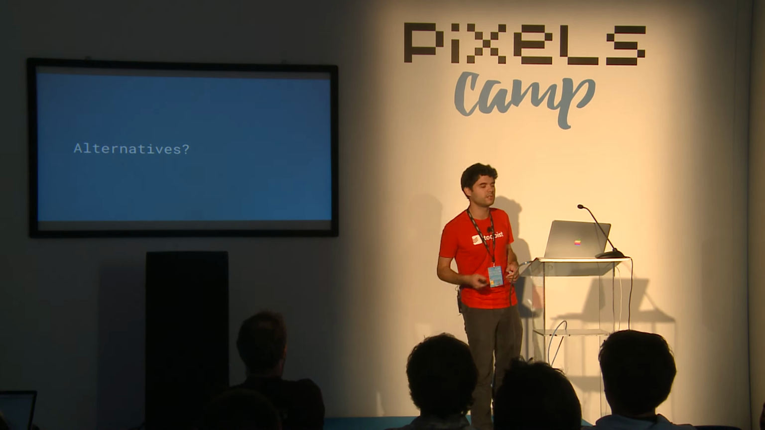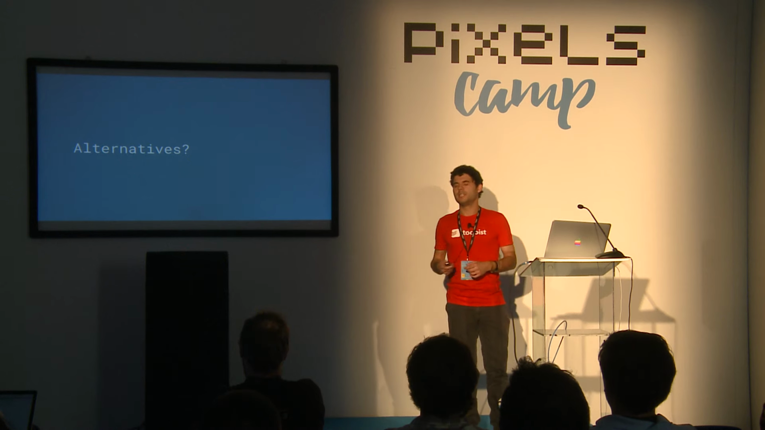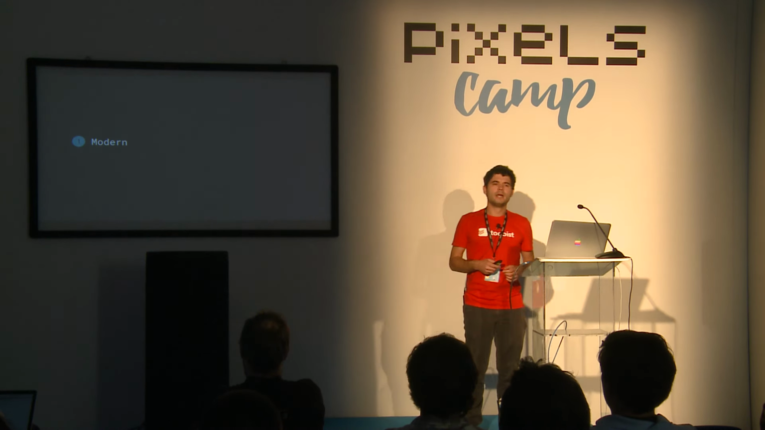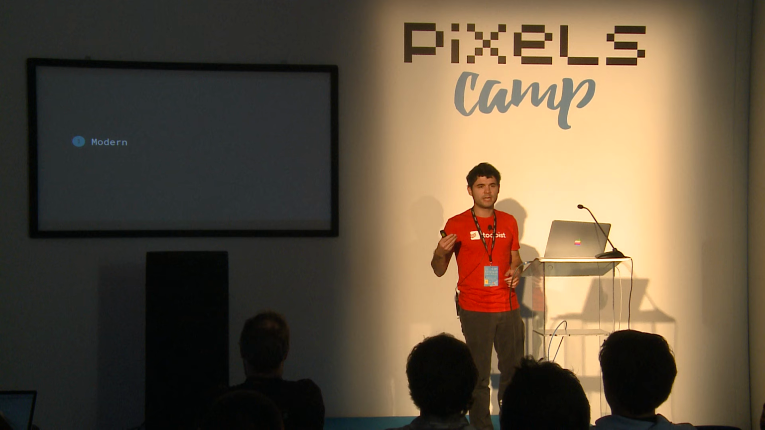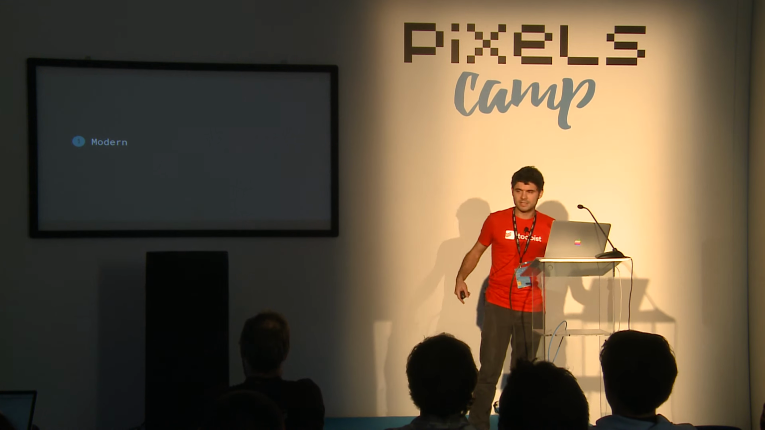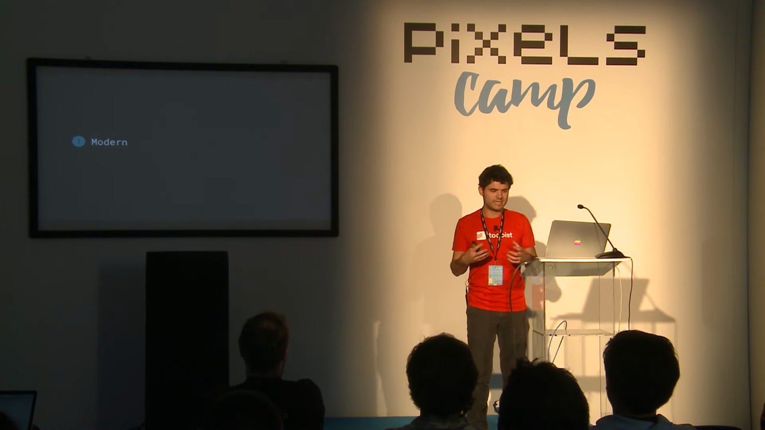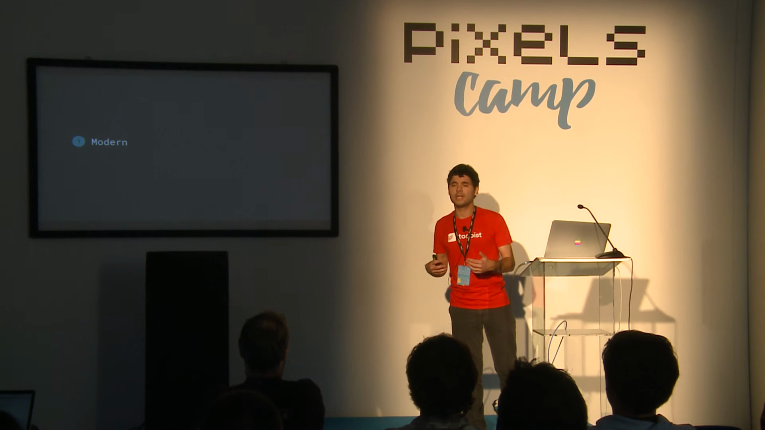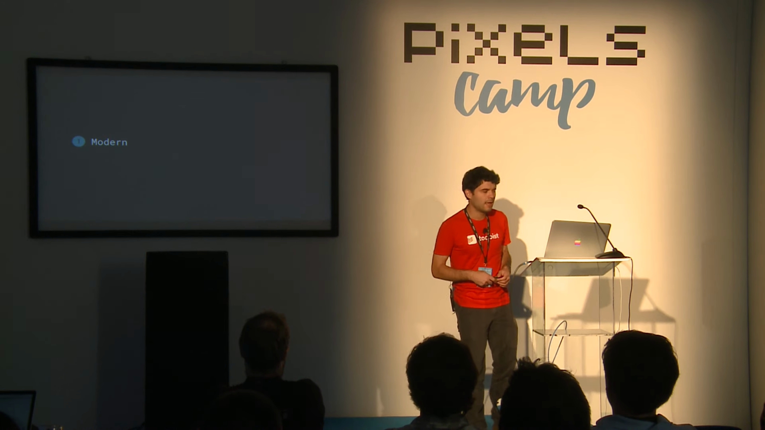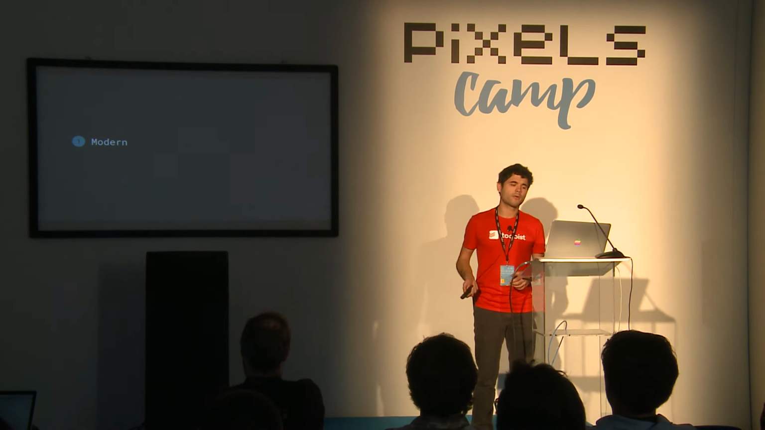What can we use from what's out there? Specifically, we looked at 4 characteristics. We wanted a language that was modern. This means that it's a concise language. It's a safe language. It has great handling of optionals and allows for great functional programming.